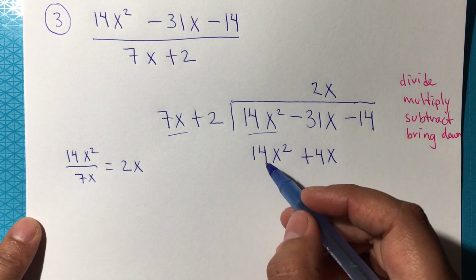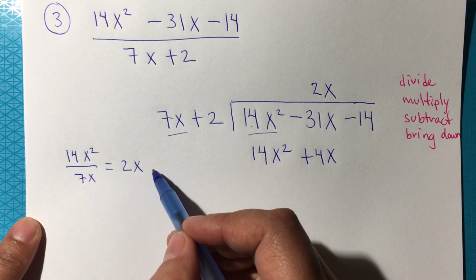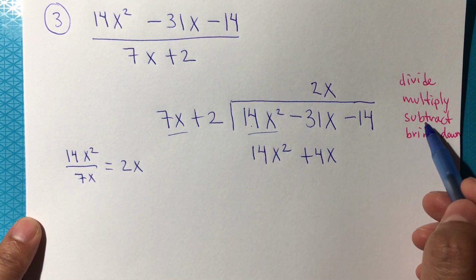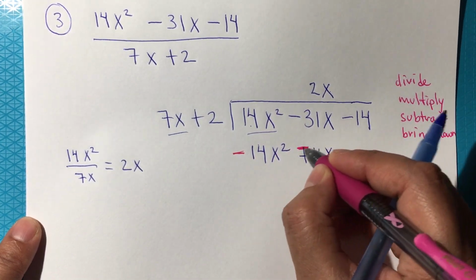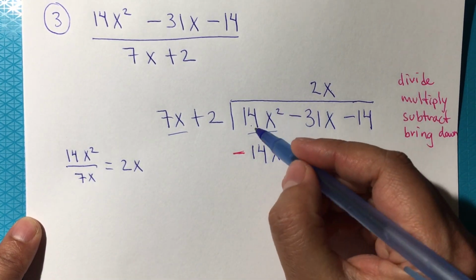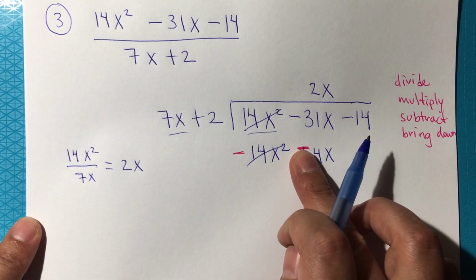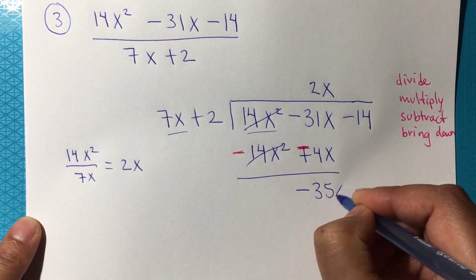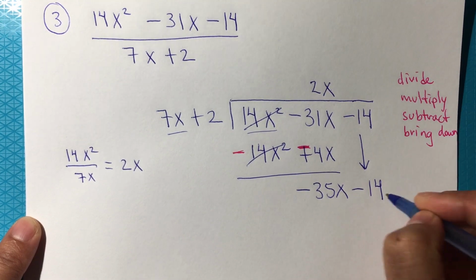Bring down and start all over again. So we already divided, right? We divided 14x squared divided by 7x is 2x. We multiply and got this. Then we subtract. That's when we change the sign of both terms. And so these cancel. Negative 31x and negative 4x is negative 35x. Now we bring down, which is negative 14.